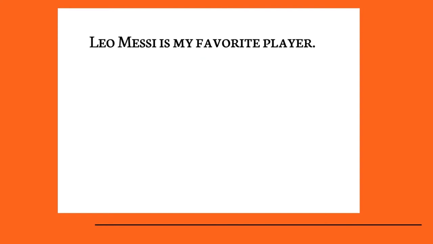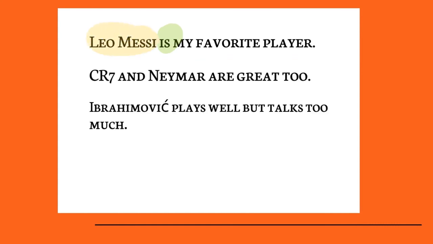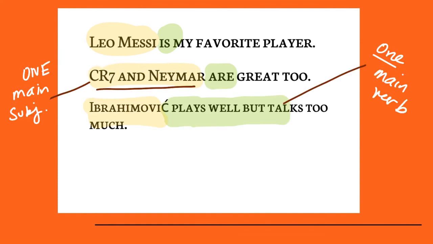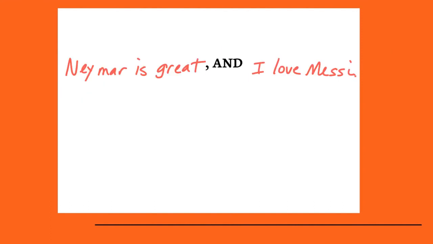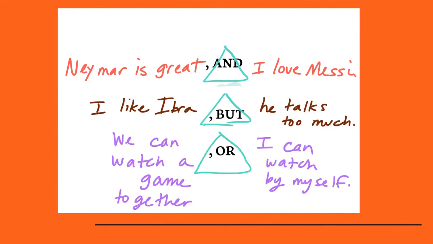Let's review what a simple sentence is. That's a sentence with one main verb, one main subject. Now, the subject and the verb could have several words each, but it's still one main verb, one main subject. When you connect two simple sentences with comma fanboys, that's called a compound sentence. Remember that a compound sentence has a comma right here.